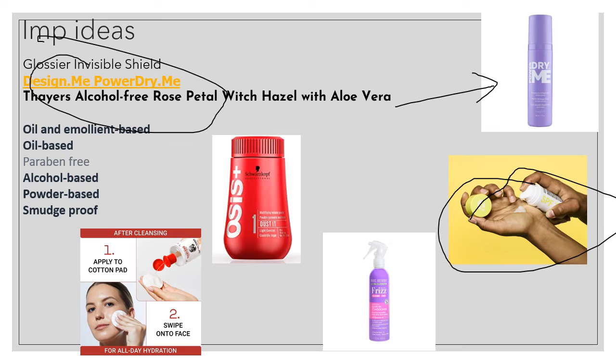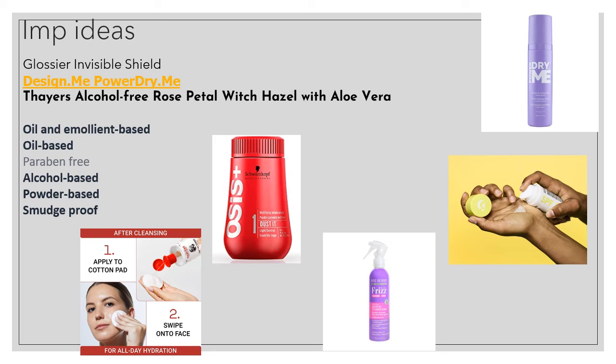And the next you could opt for is dusted. This is very, very important. Just type dusted makeup product and you will get by Osis Plus, and you will get a number of ideas from these. So these you could prepare as smudge proof, powder based, alcohol based, paraben free, oil based, emollient based products. Smudge proof is basically for eye makeups.